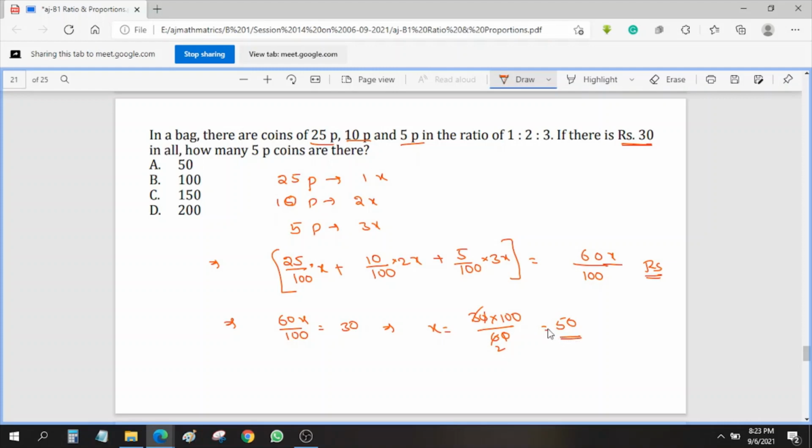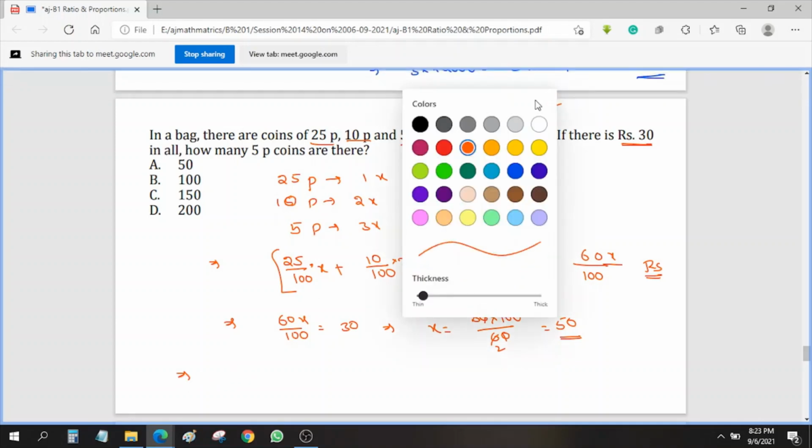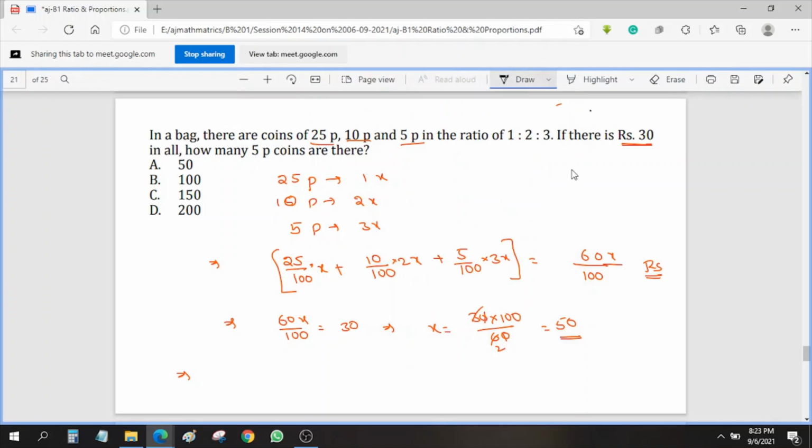So every time we need to multiply with x. Now how many 25 paise coins are there? Here the question will be about 5 paise coins, but I am explaining for everyone. 25 paise coins are 1 into 50, which means 50 coins. 10 paise coins are 2 into 50, which means 100 coins. And 5 paise coins are 3 into 50, that is 150.